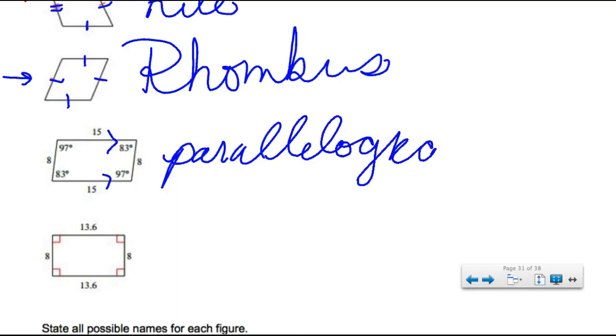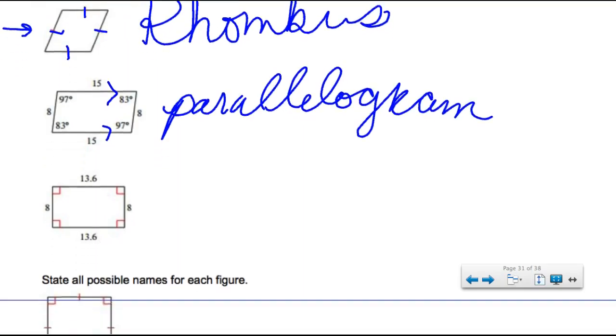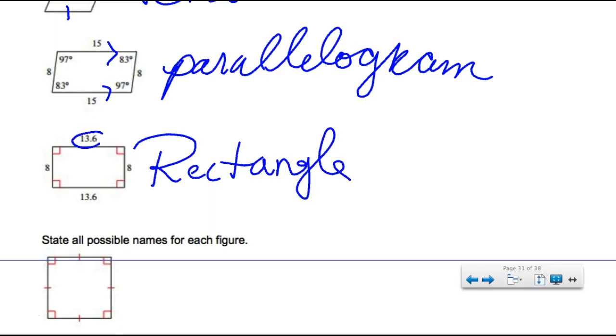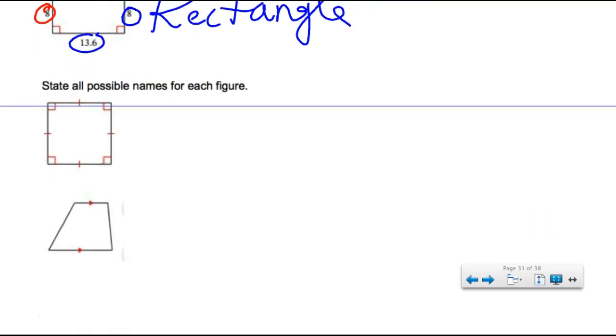Parallelogram. And last one, because I've got the four right angles, but the sides aren't the same, the best name for this is a rectangle. Again, if I had those right angles and all of these were marked as the same, then I could call it a square.